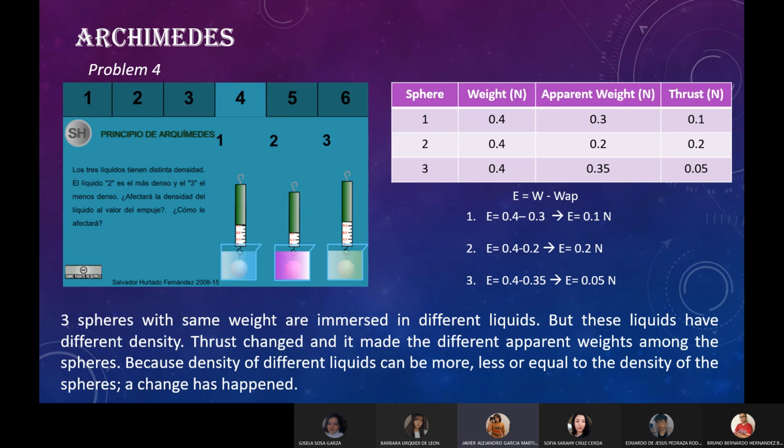So we can conclude that three spheres with the same weight are immersed in different liquids, which have different densities. The thrust changes, and it makes the apparent weights different among the spheres, because the density of different liquids can be more, less, or equal to the density of the spheres. So a change has happened.